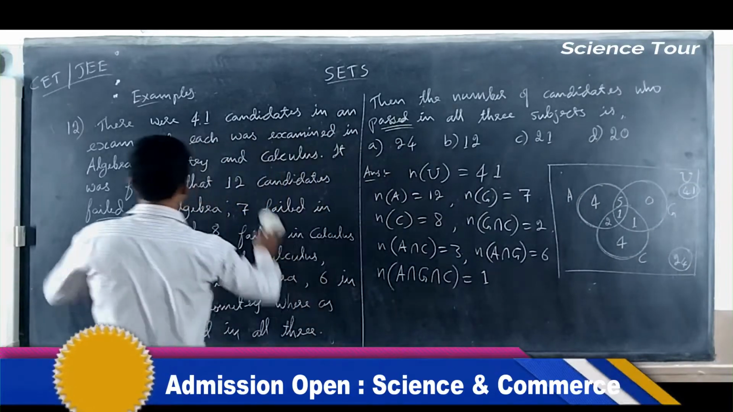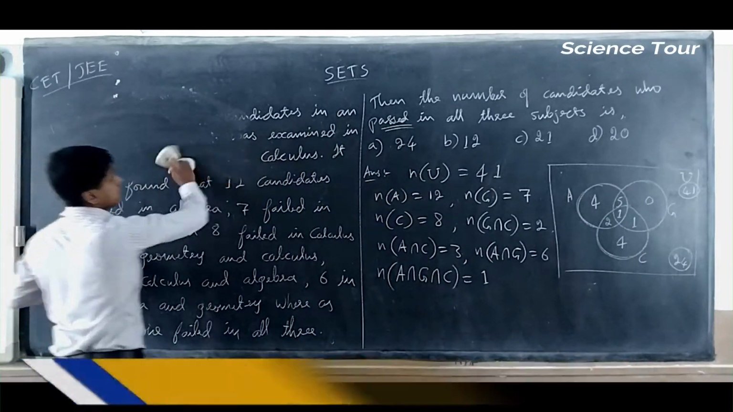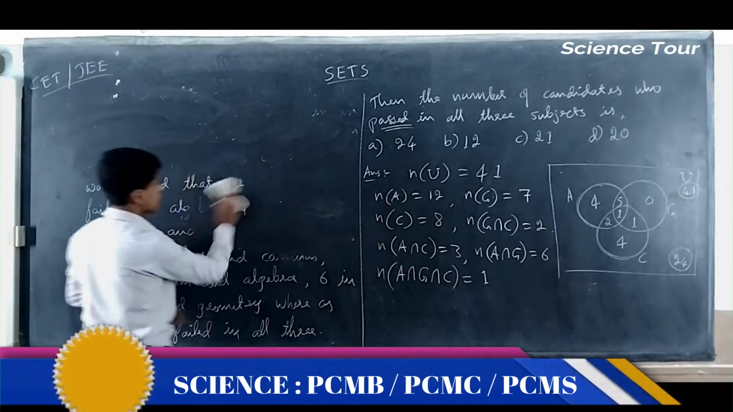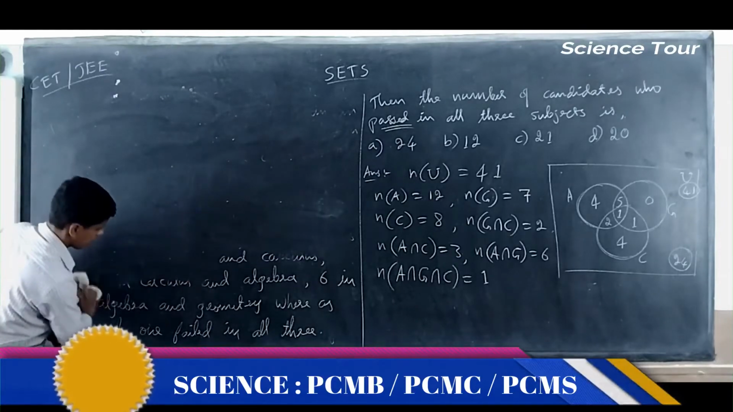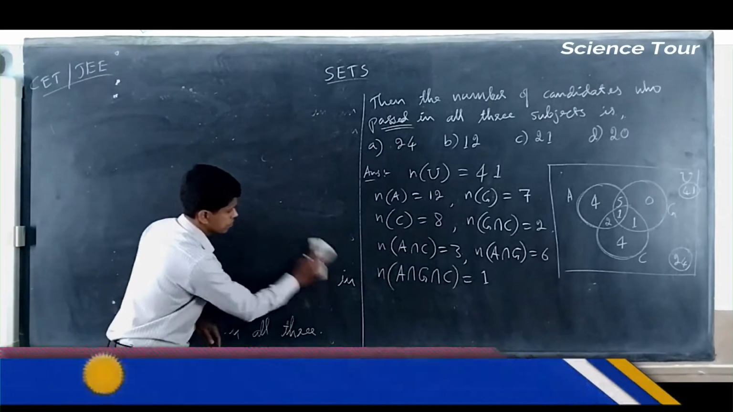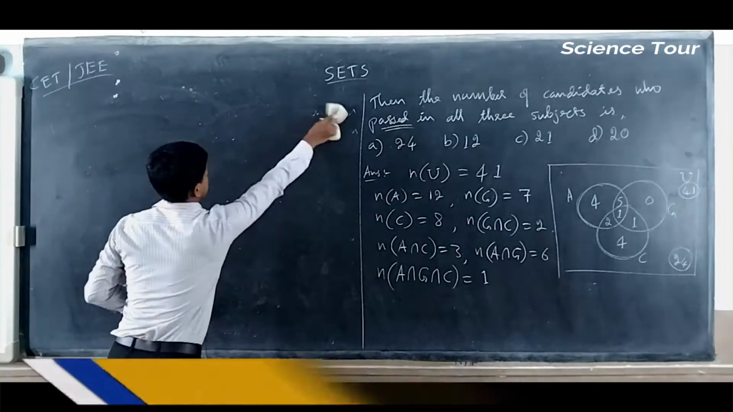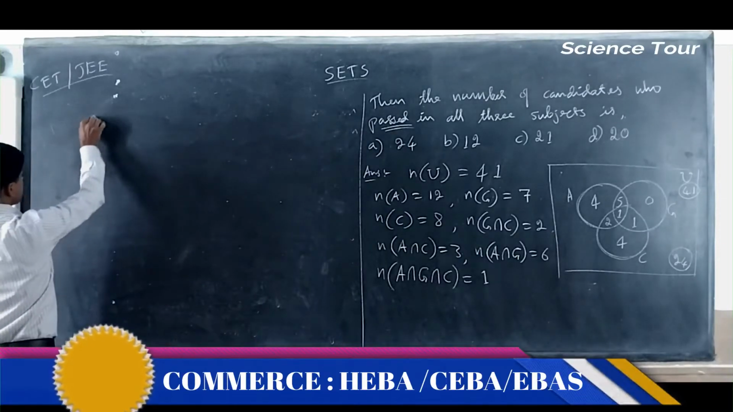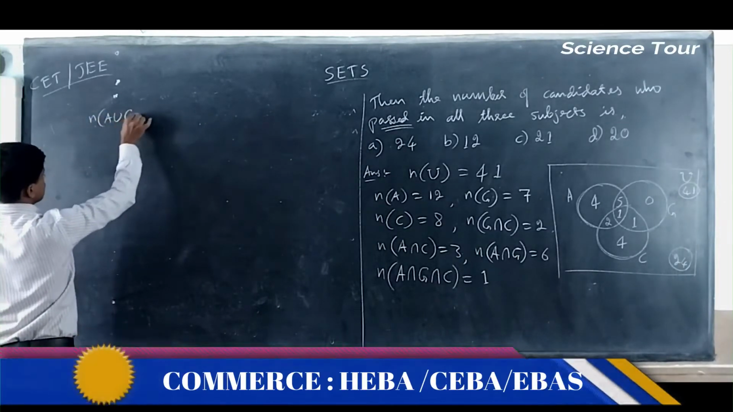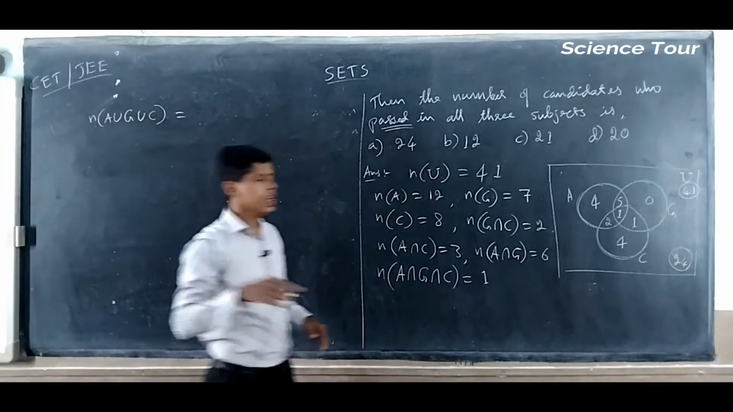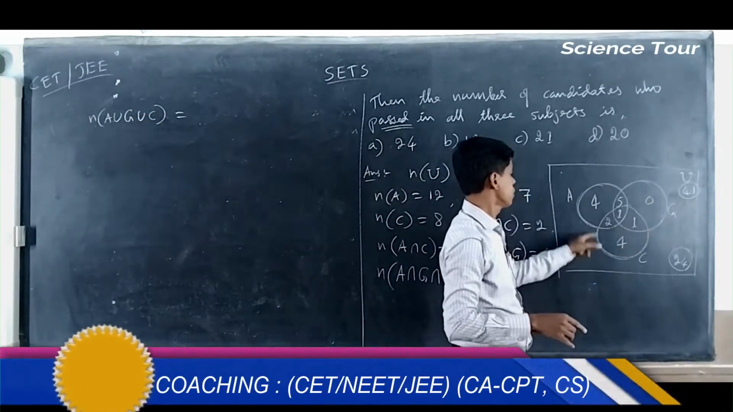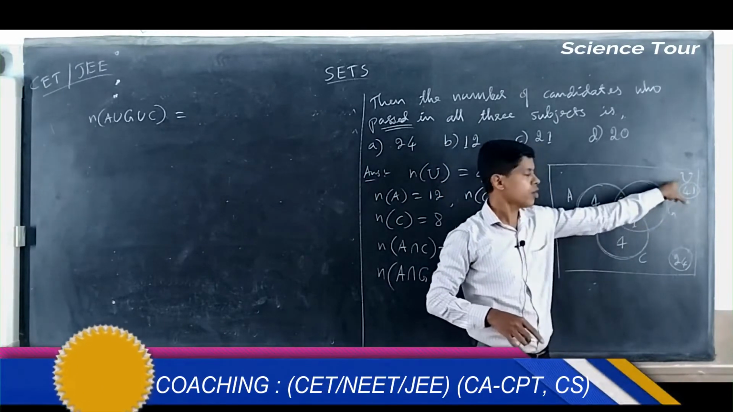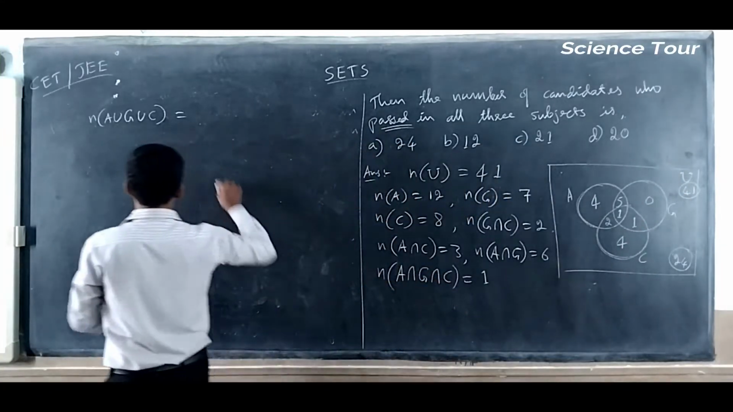So you have all the data that is given in the question. I have written the data, so let's use that data and find what is asked. Look at this carefully. What is n of A union G union C? So n of A union G union C is this region. That we will find first, then we can subtract that region from the universal set.